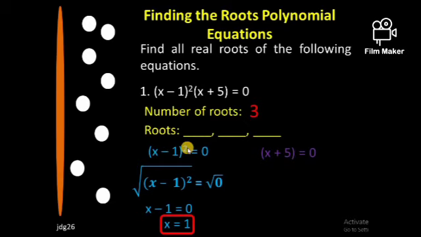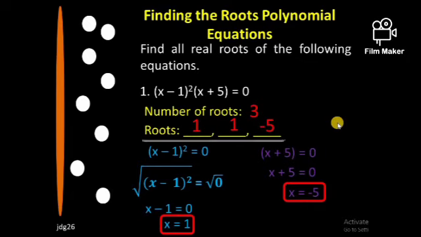Since the exponent is 2, ibig sabihin meron tayong dalawang roots. At dahil isa lang ang nasolve natin, ibig sabihin we have 2 equal roots. So, we have positive 1 and another 1. For the third root, we have x plus 5 equals 0. And then solve for x, we have x is equal to negative 5, which is the third root. So, we are done. The roots are 1, 1, and negative 5.